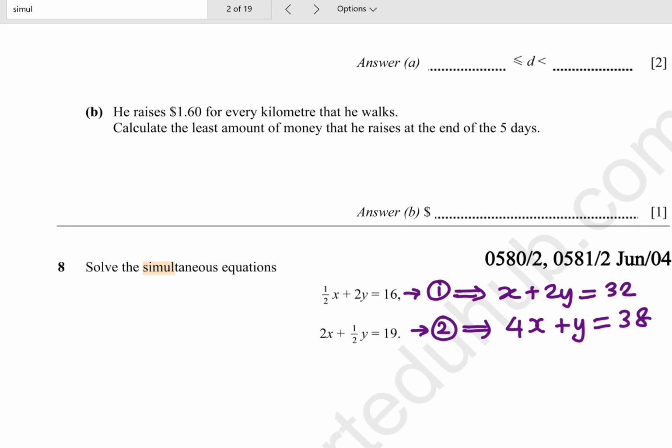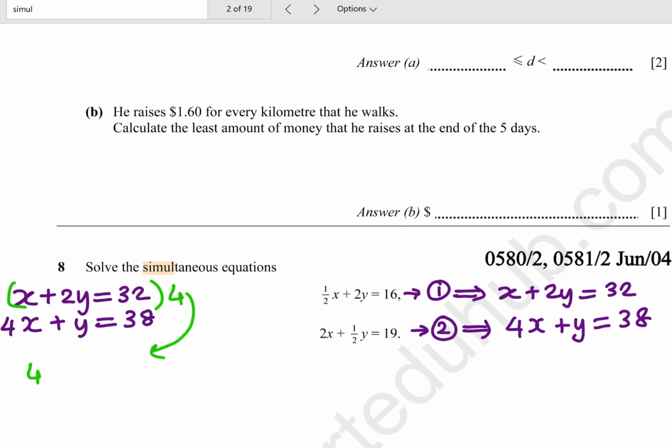Now I'll rewrite my new equations. So x plus 2y equals 32 and 4x plus y equals 38. Now what I'm going to do is multiply the first equation by, say, 4. So what do I get? I get a new equation: 4x plus 4 into 2 is 8y equals, 4 2s are 8, 4 3s are 12. Okay, I rewrite the old equation as it is.